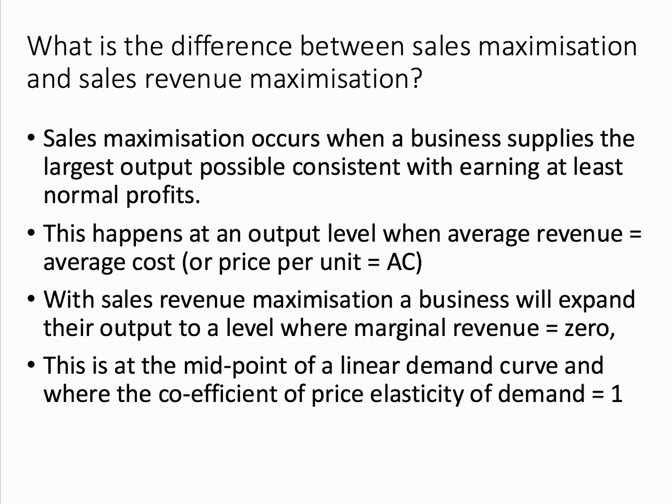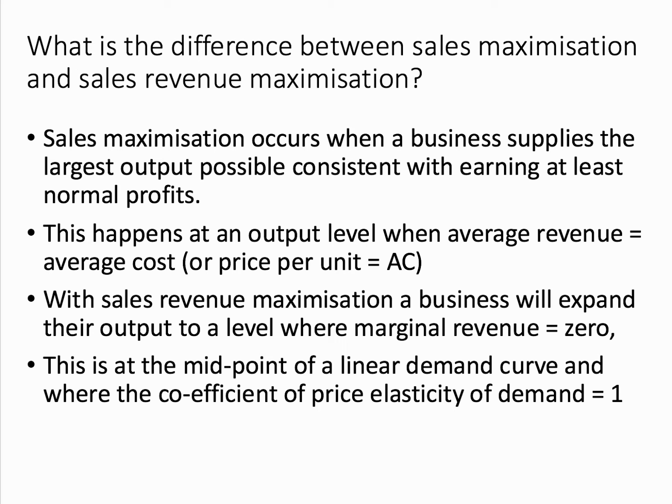Well, these are 2 key objectives that businesses might target. Sales maximization is when a business supplies the biggest output possible, but consistent with having to make at least normal profit, the minimum profit required to stay in an industry. So sales maximization happens at an output where average revenue equals average cost, or the price per unit, the demand curve, intersects with a unit cost curve.